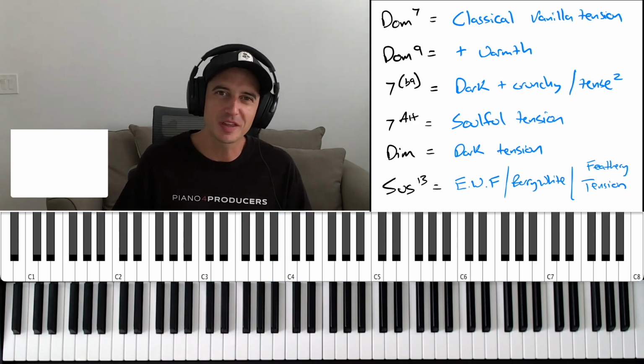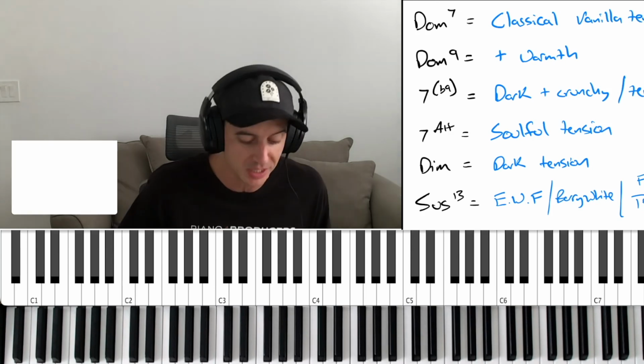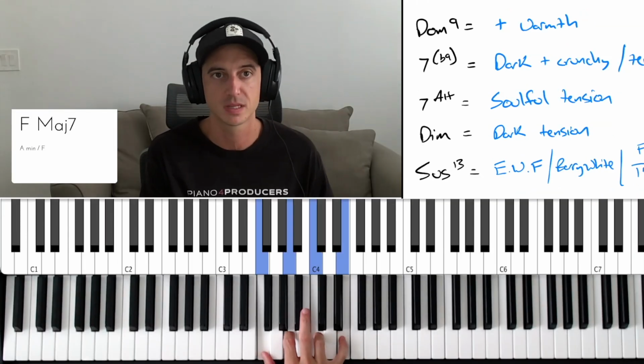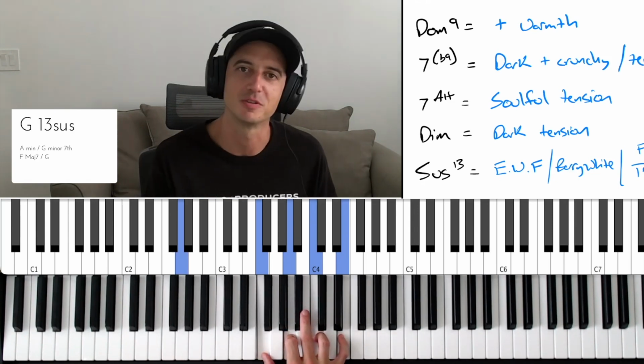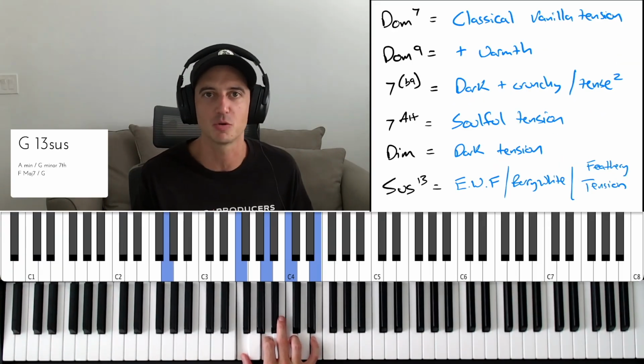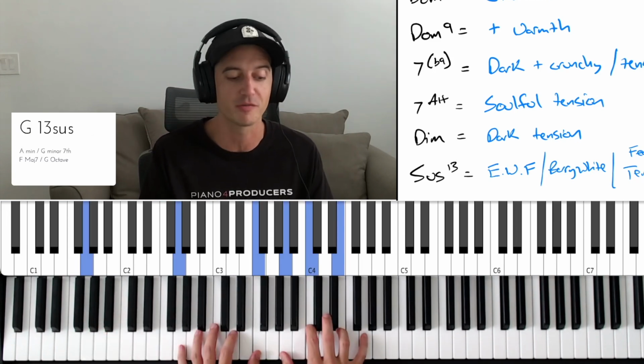And again, instead of thinking, what's the sus? What's the 13? What's the 9? All of this stuff. Here's a really, really easy way to do it. Play an F major 7. Go ahead and put a G on the bottom of that. Look at what just happened to the chord symbol. You are now playing a G13 sus chord by just thinking F major 7. That is the power of the grip system.